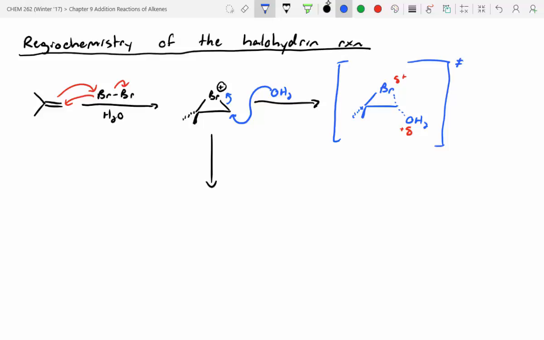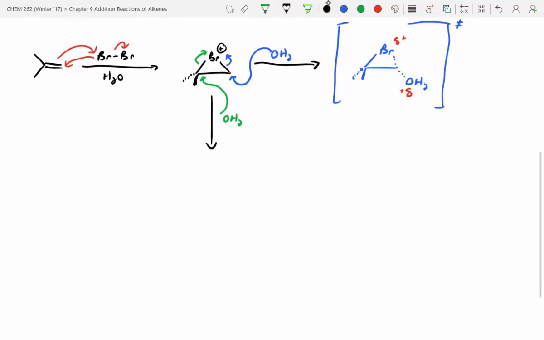And let's compare this to the transition state if it were to attack the other side. So I'll do this one in green. And we'll slingshot this open using a green pathway. And just like before, this bromine's carrying a partial positive, and same thing with this oxygen, so we'll indicate that.